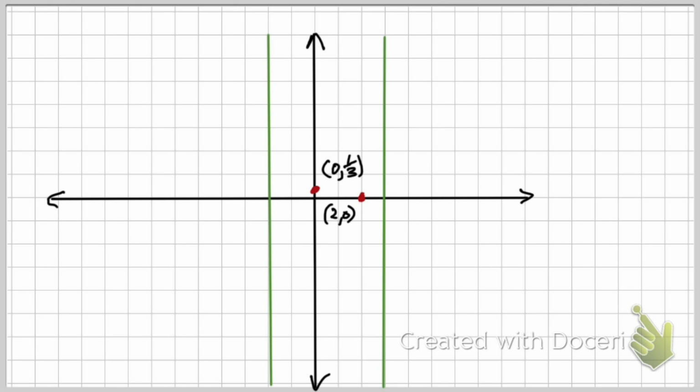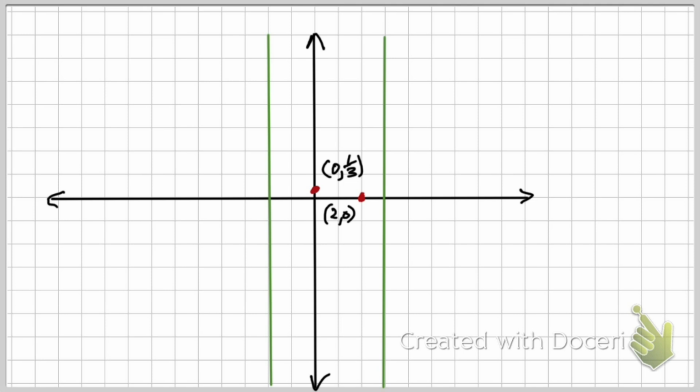I also know that that last point, the 2, 0 point, is where the graph will intersect my horizontal asymptote, which is the x-axis. So it's going to intersect the x-axis right there at the point 2, 0. So far, that's all I know. So I'm going to get some extra points and plot them.